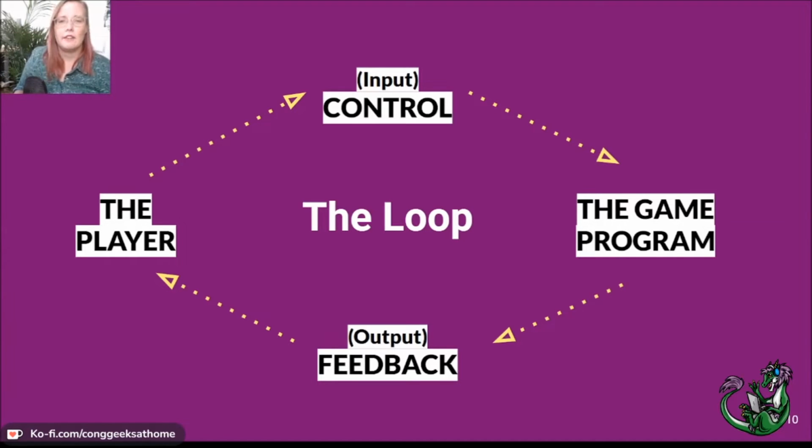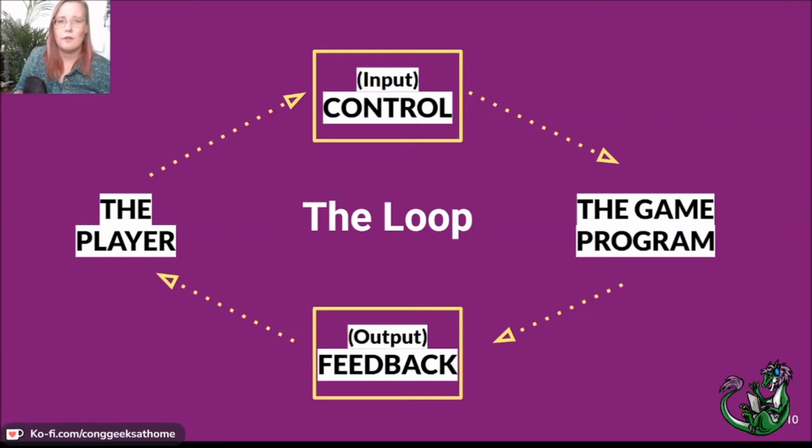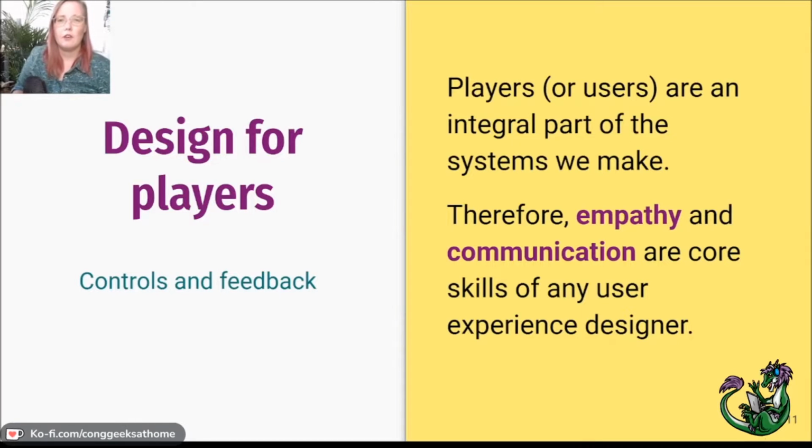So UX and accessibility exist in the input and output phases. How do we make controls as seamless as possible so that any player can play? And how do we make feedback as understandable as possible so that any player can interpret it? Players are integral parts of the games we create, as I just showed. A game literally doesn't exist without a player on the other end.